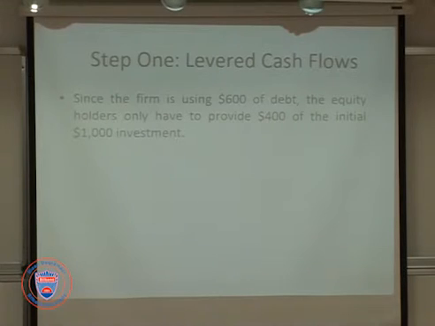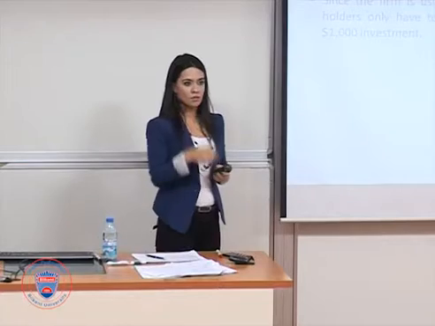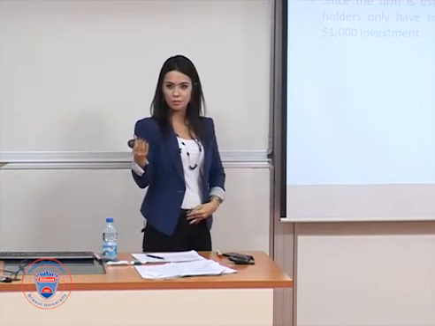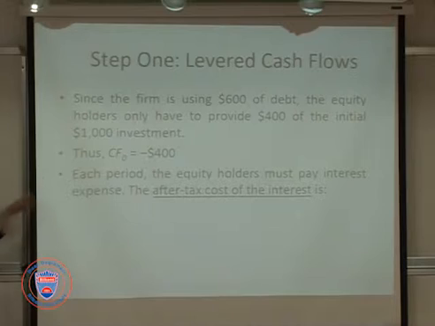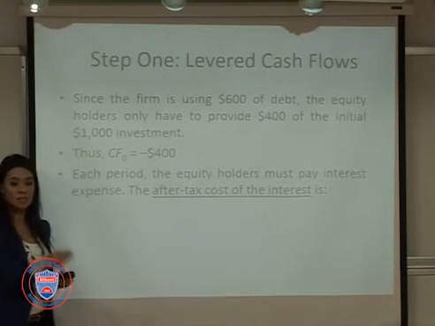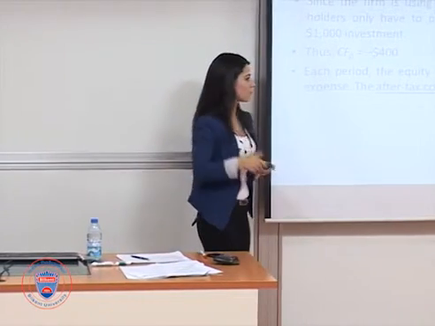So let's look at this example. We are continuing with the same example. Since the firm is using $600 of debt, and the cost of the investment was $1,000, it means equity holders will have to provide $400, right? We need $1,000 for the project. $600 will come from debt. $400 will come from equity holders. So at time 0, equity holders will have to give $400 instead of the $1,000 that we used before.